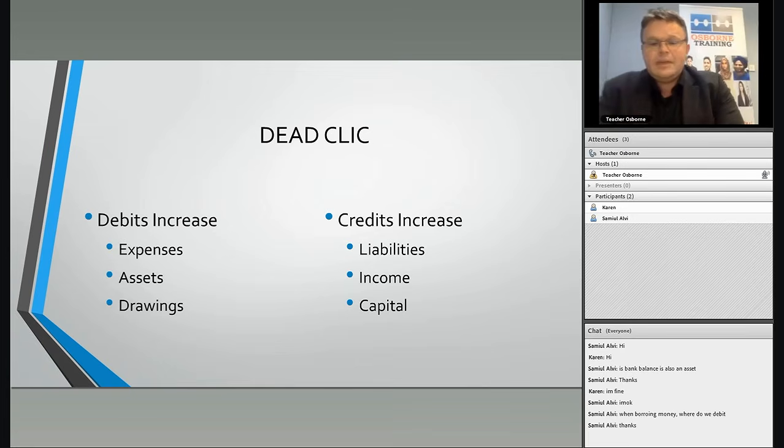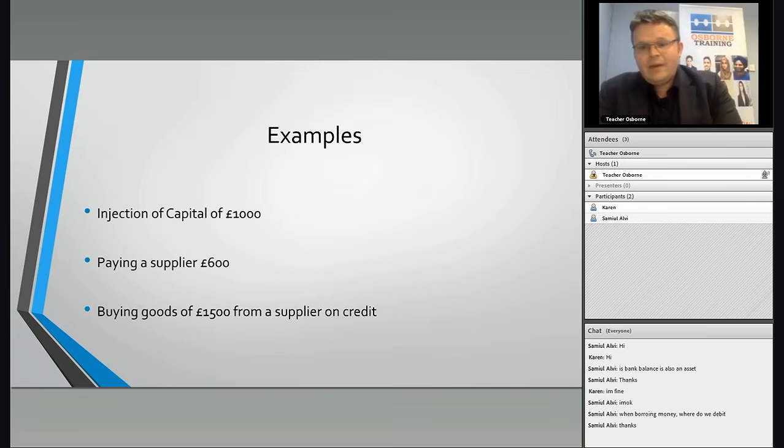Okay, no problem. Let's look at some quick examples of this so we can give it a practice, and then in the next lesson we'll look at some exam standard questions. But let's imagine this. We have a sole trader and they're starting a business, and so they're injecting capital of £1,000 into the business. So we're going to need a debit and a credit. First of all, we have to think of what would be the debit side.